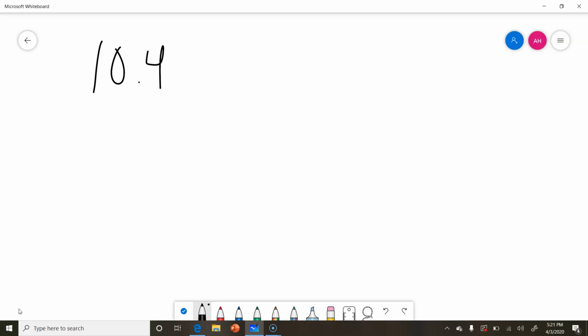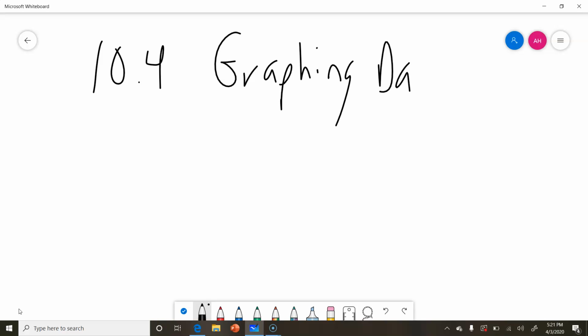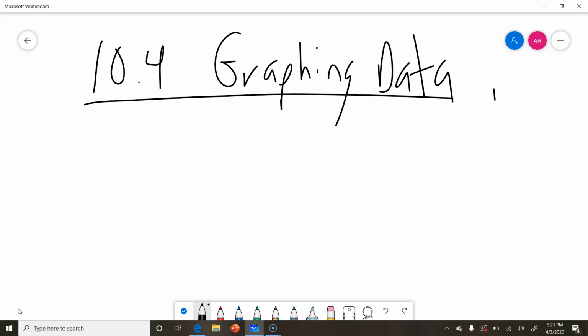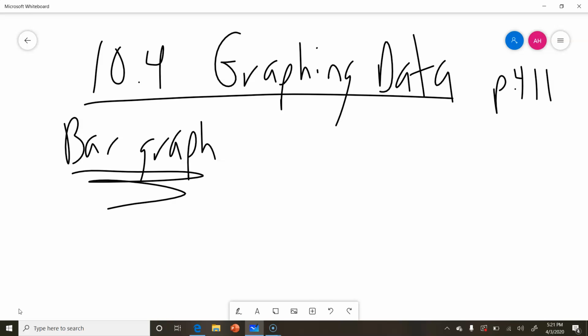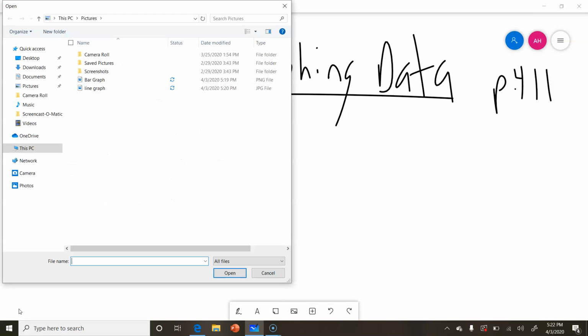Today we are on 10.4, and what we're going to be talking about here is graphing data, okay? Graphing data. Now, if you want to follow along, this stuff is on page 411, 412, and in that range. One of the things we're going to be looking at is what we call a bar graph, okay? Now, instead of just talking about a bar graph and trying to describe it, I'm going to show you a picture of it here. Insert it from my computer.